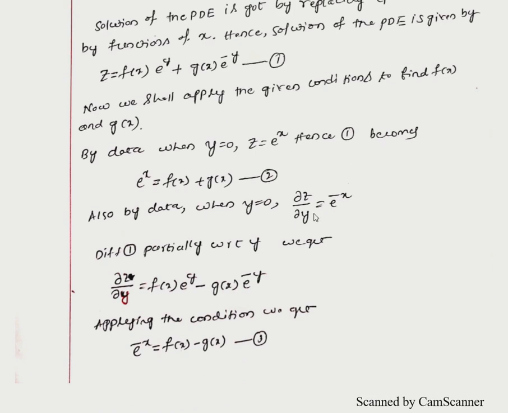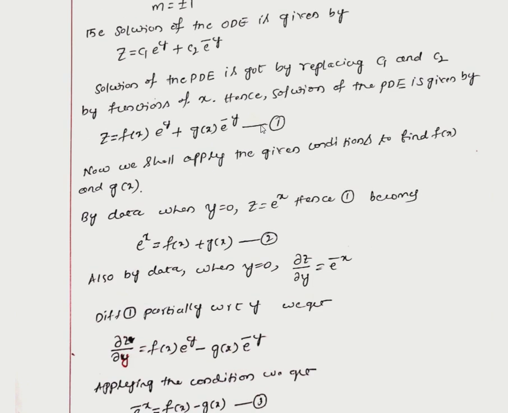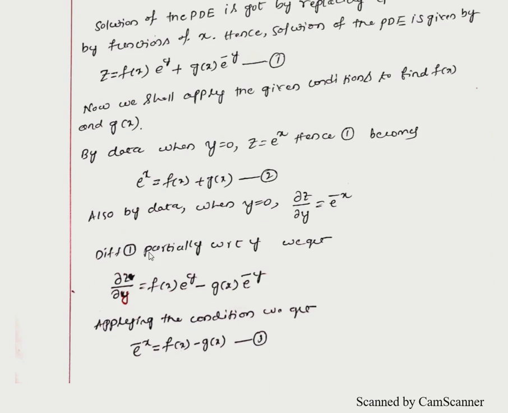Here how to apply this condition? Here we must have dou z by dou y. Therefore, here z is there. Differentiate equation 1 with respect to y partially. Therefore, differentiate equation 1 partially with respect to y, keeping x constant. And therefore, dou z by dou y is equal to, here this is the constant, right, as it is. What is the differentiation of e power y with respect to y? It is e power y itself, minus, here write the g of x as it is. Here with respect to y, what is the differentiation of e power minus y? Therefore, minus 1 into e power minus y.